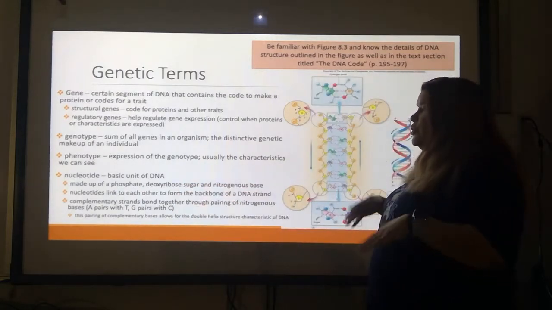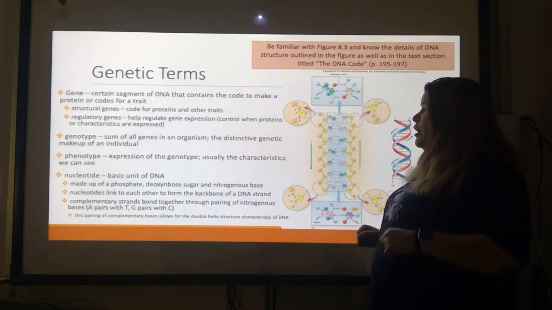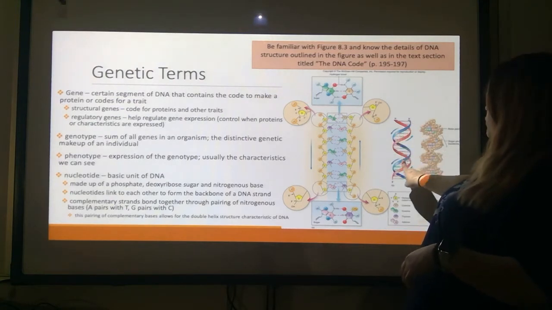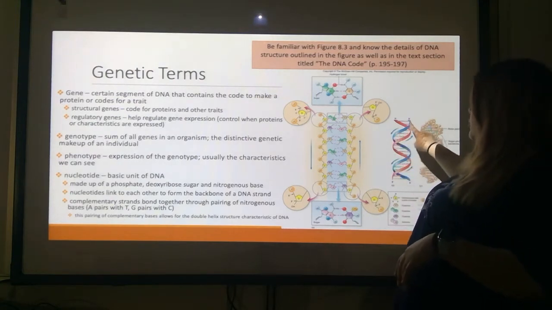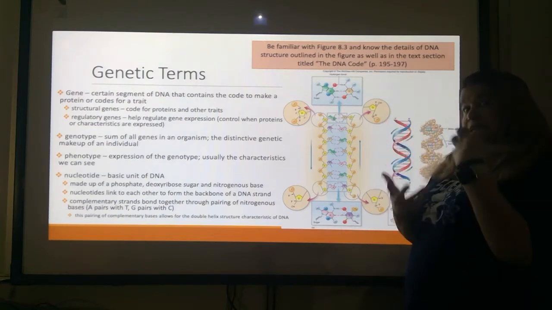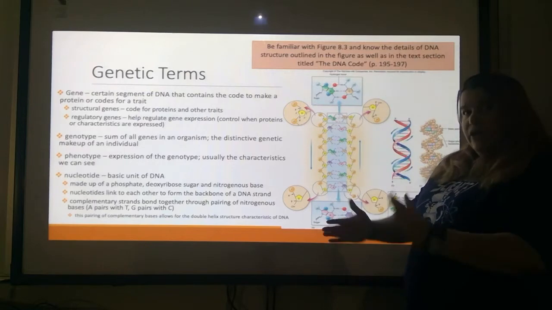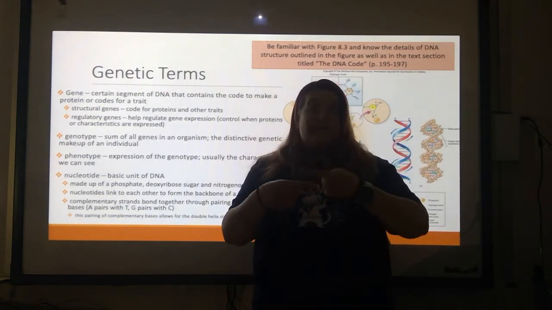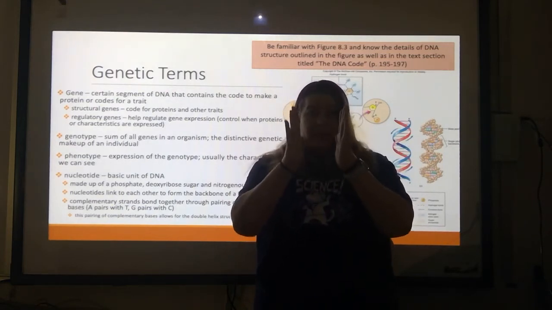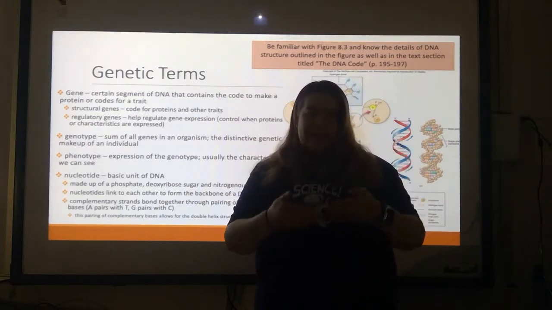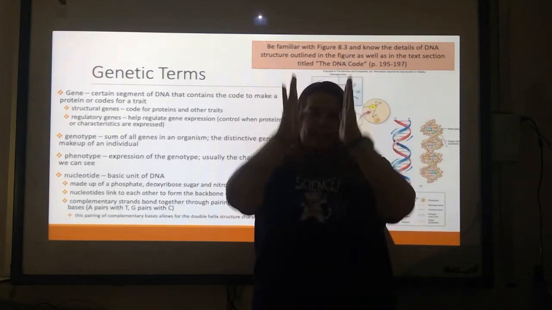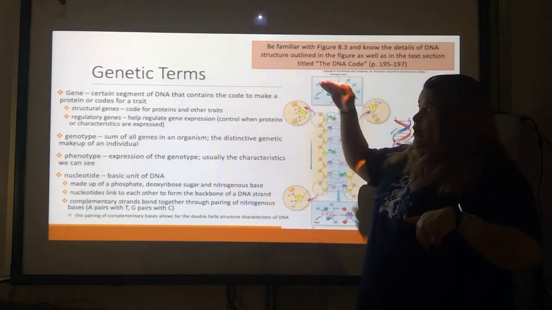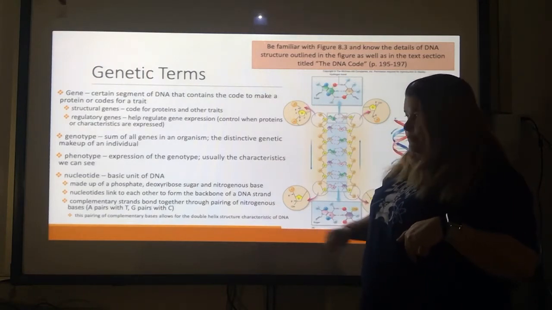Nucleotides link to each other to form the backbone of a DNA structure, or a DNA strand. If you look here, which I will show you better in just a second, there's a ladder that looks like it's twisted. The sides of the ladder, on the sides of the rungs, are the backbone. This is what holds everything that is interconnected in the middle. So that backbone links the nucleotides to each other. Rung to rung, they're connected by that backbone.